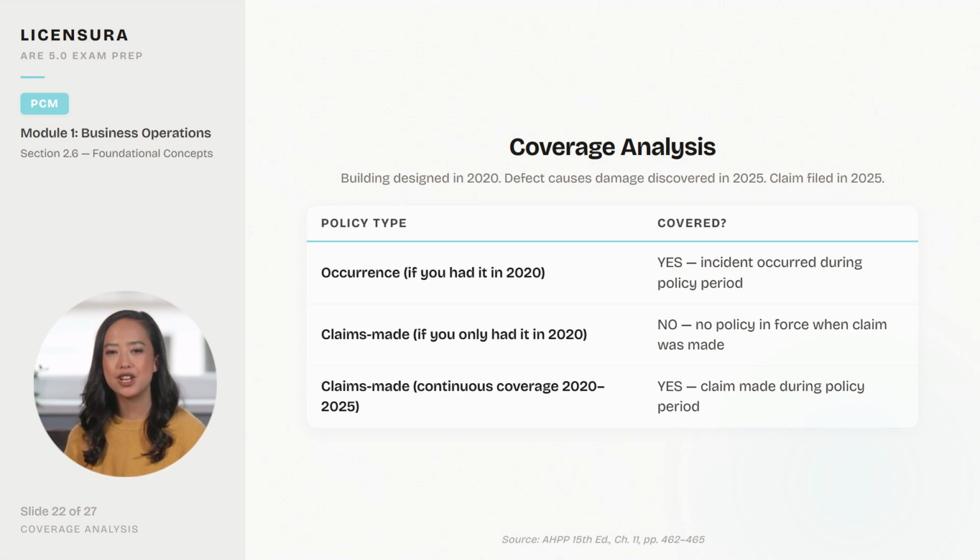Here's why this distinction matters so much for architects specifically. General liability uses occurrence policies. You're covered based on when the incident happens. But professional liability uses claims-made policies. You need coverage not just when you do the work, but also whenever a claim eventually arrives. And that could be years later. A construction defect might not show up for 3, 5, even 10 years after the building is finished.